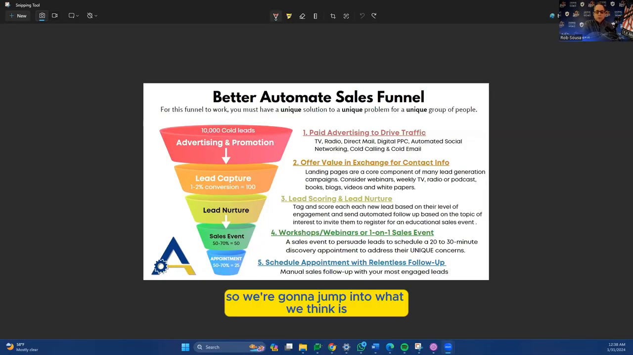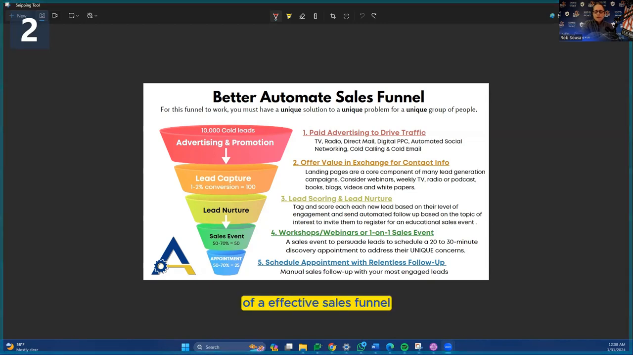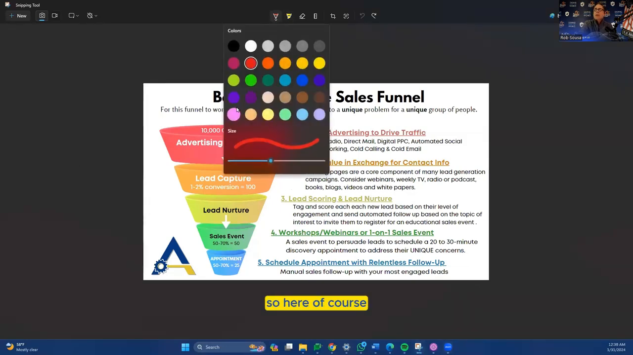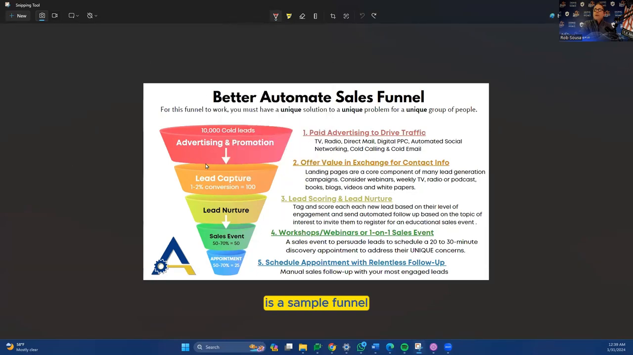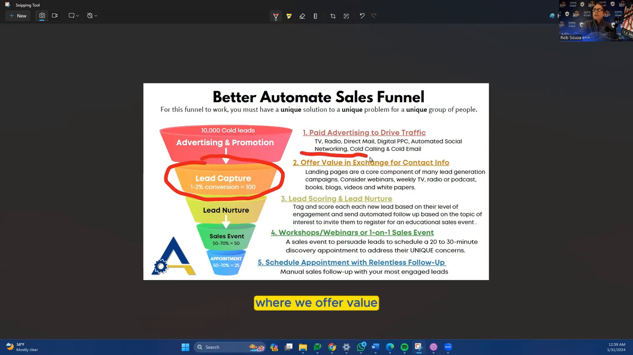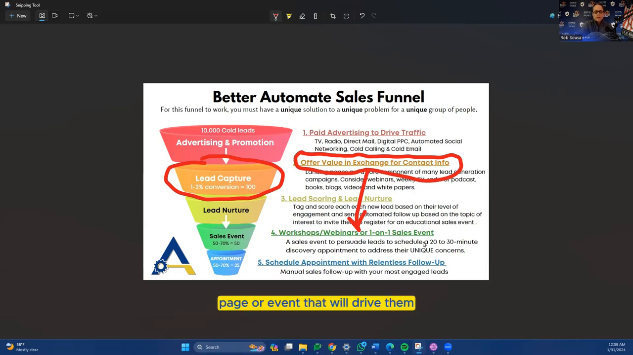So we're going to jump into what we think is one of the most important pieces of an effective, automated sales funnel, and that's going to be the lead capture process. So here, of course, is a sample funnel, and we're today focusing on the lead capture process, where we offer value in exchange for contact information so that we can drive people to some sort of sales page or event that will drive them, of course, to your calendar.